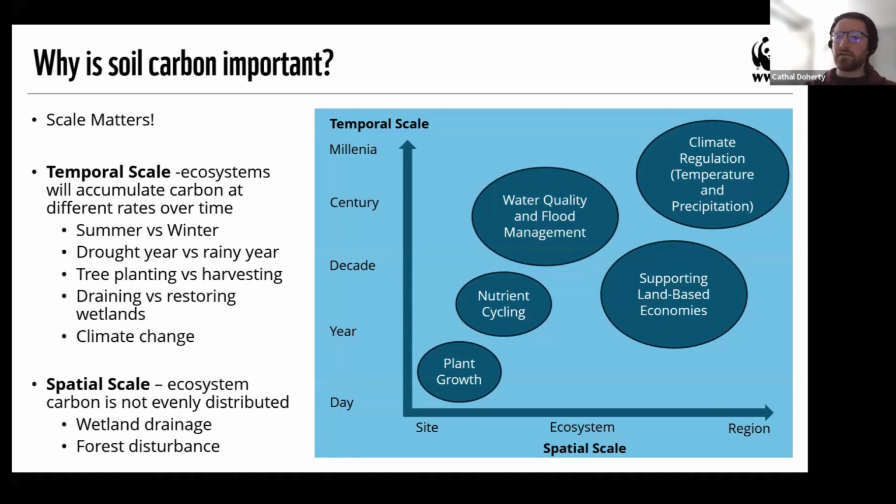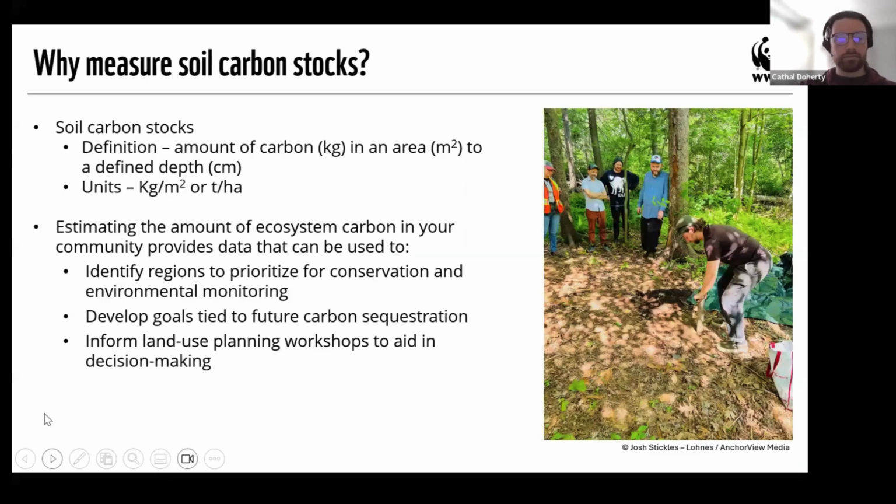The second scale to consider is that ecosystem carbon varies at different spatial scales. You can think of different stewardship practices here, like taking care of a local garden versus stewarding an entire watershed. It's important to note that both of these aspects, the temporal scale and the spatial scale, need to be considered when you're looking at soil carbon cycling. Next slide, please, Emily.